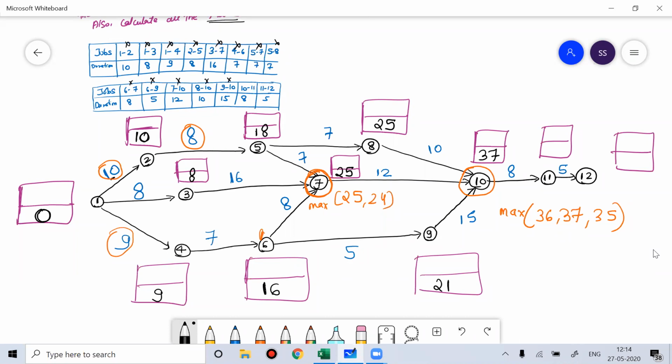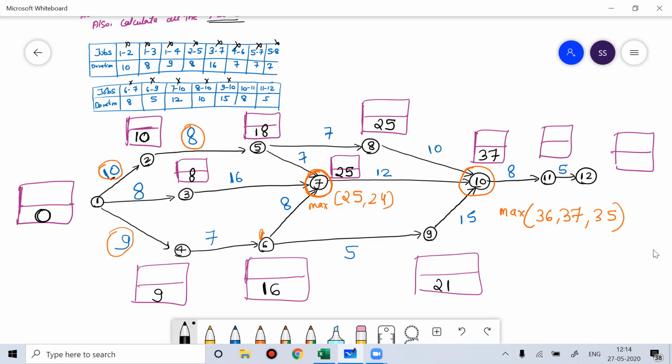Till the time all the other 3 works do not get over, you cannot start working on node 10. So you have to wait for all the activities to get over. So when can it get over? Ultimately it can get over after 37 hours. I hope you can easily understand.